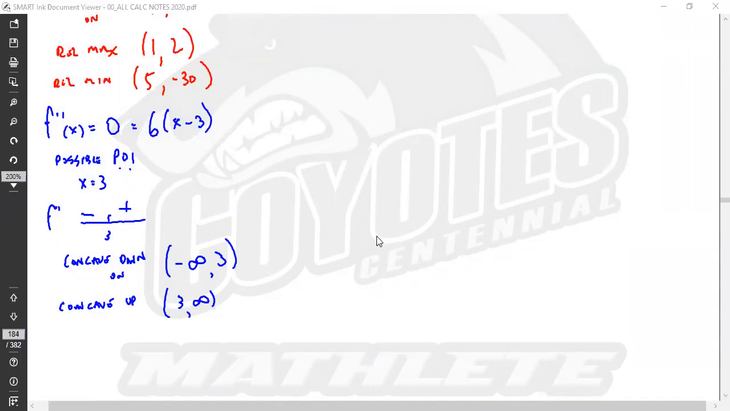Do we have a point of inflection there? Does the concavity change signs? Yes, it does. And so therefore we have a point of inflection. Point of inflection happens at 3. So 3 comma, running that through f, f at 3 is 14. And that is it. Ladies and gentlemen, that is it for this section.